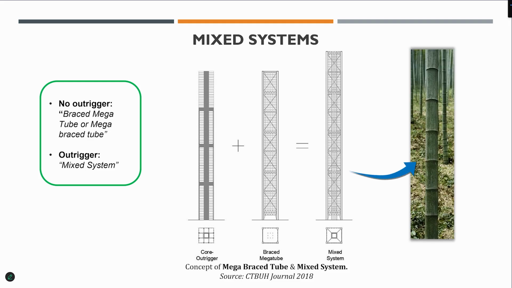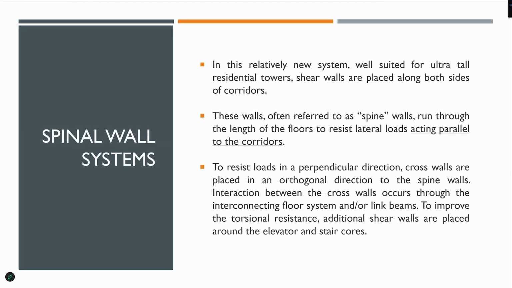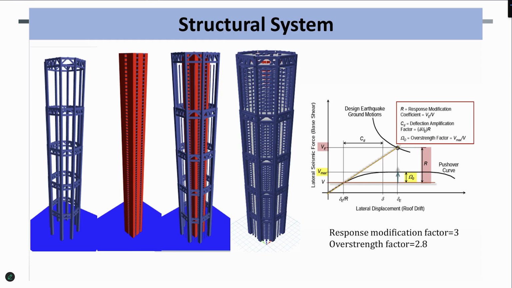Some people say we derive it from the bamboo, which is true, shell thing. Okay, once again, mixed systems, all of that stuff. Okay, spine wall, you've seen that. This is once again, you can see the response, the mega systems, trusses, transfer girders. And this one, a lot.